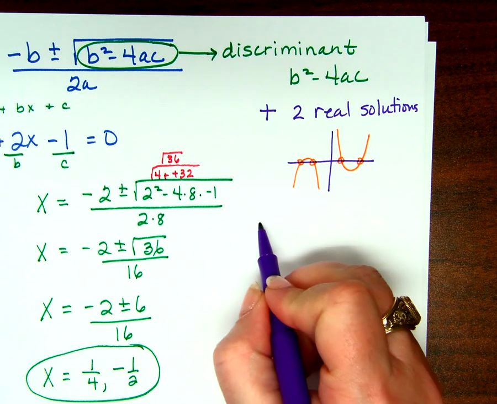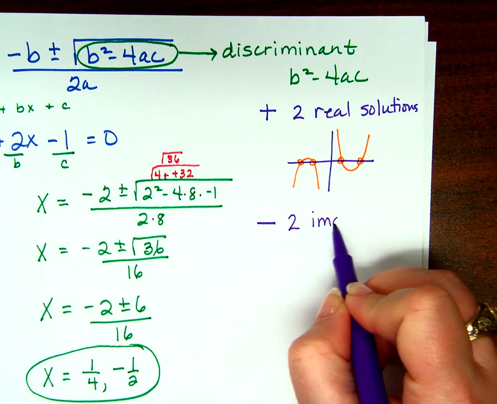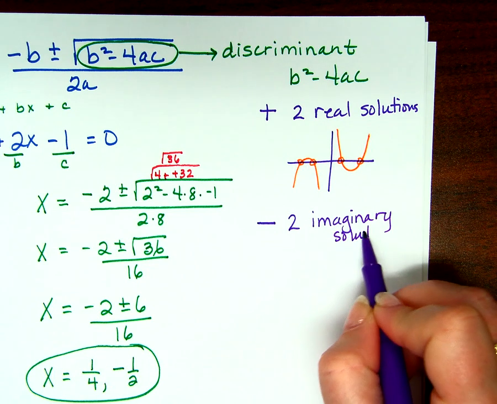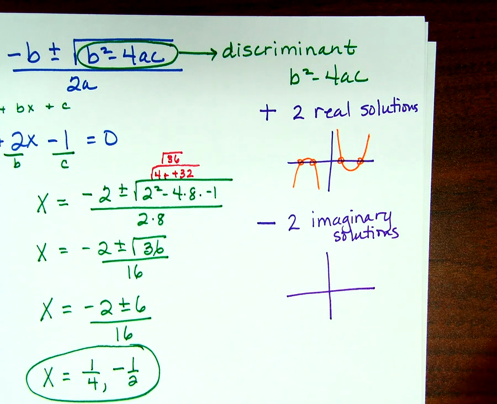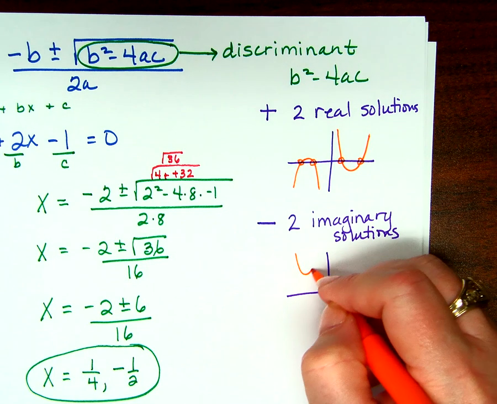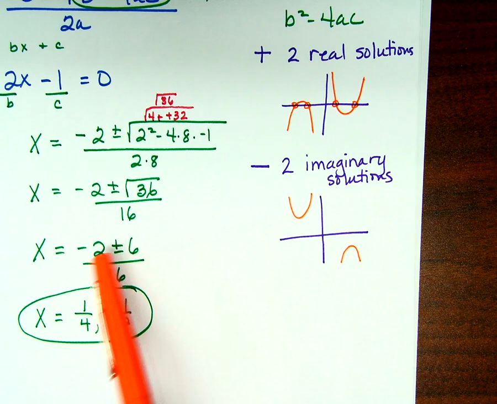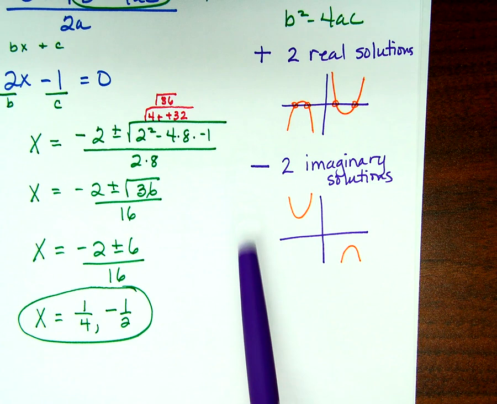If my discriminant is negative, it's telling me I have two imaginary solutions. And if I graph it, it would look something like this, because it does not cross the x-axis at all. This is when I would have i's in my answer, right? Square roots of negative numbers. What's the other choice? It's either positive, negative, or 0.